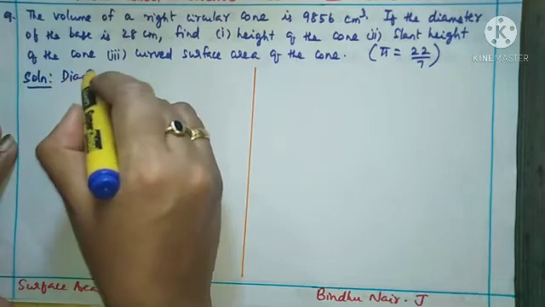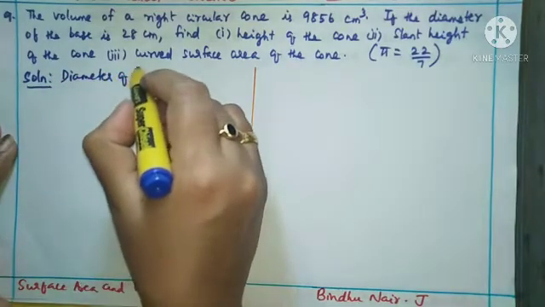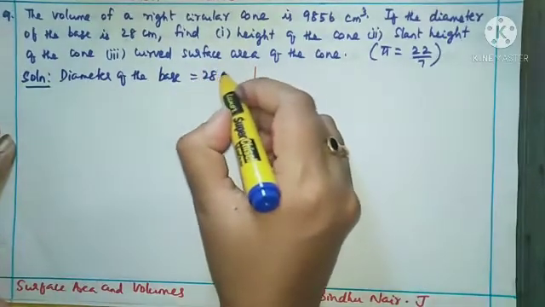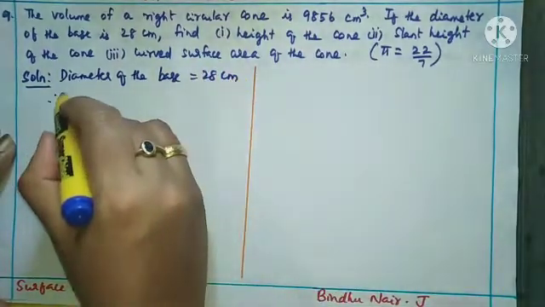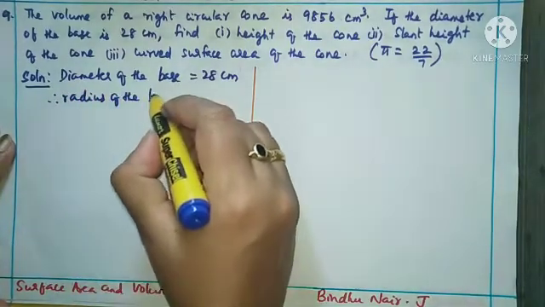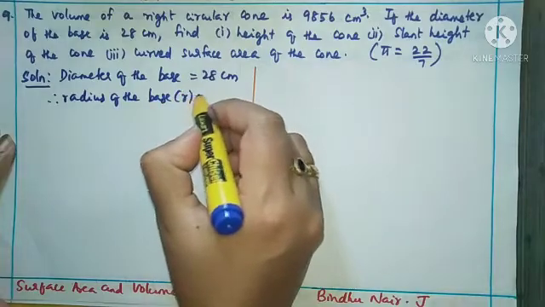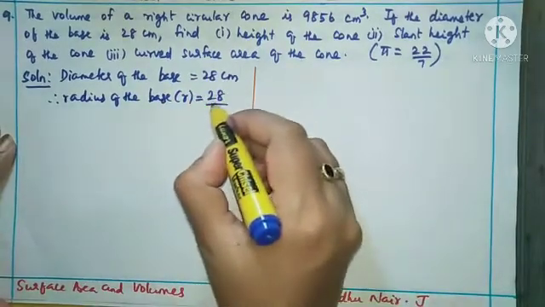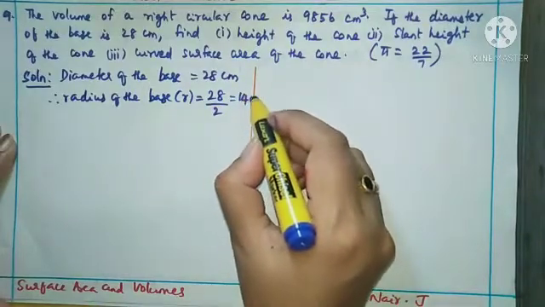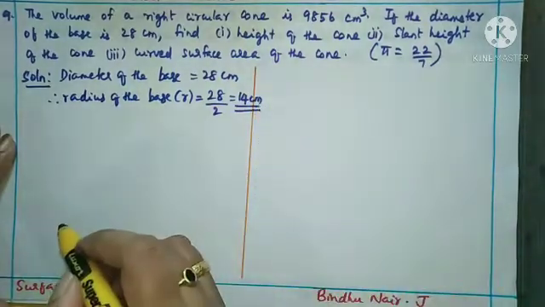First, we can find out the radius. The diameter of the base is 28 centimeters. Therefore, the radius of the base, that is R, take the half, 28 by 2. What is 28 by 2? Yes, 14 centimeters is the radius.